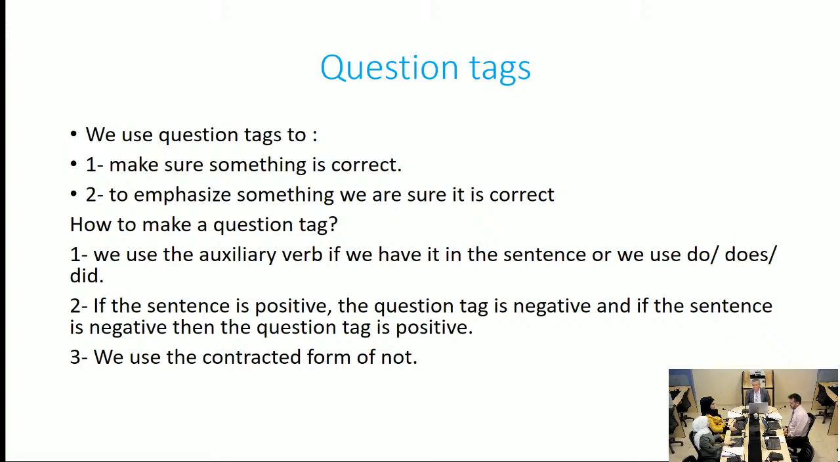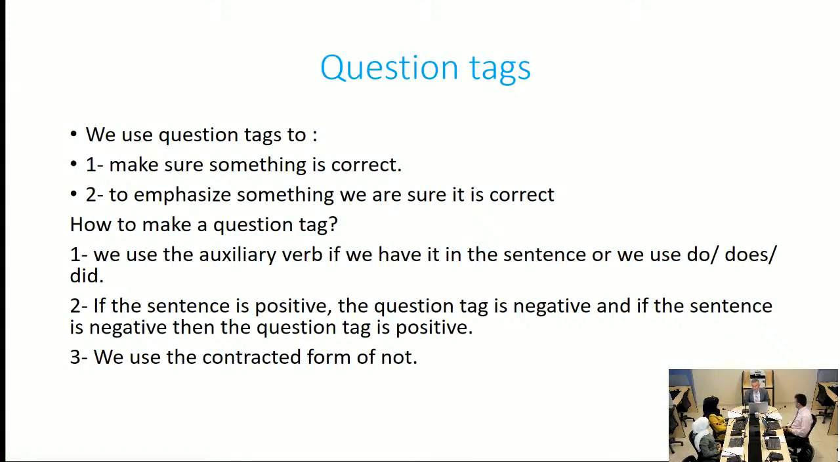How to make a question tag, as you mentioned, if we have it in the sentence or we use do. Next, examples. Actually, just one thing is mentioned here: the question tag must be contracted. For example, we cannot say "is it not?" We say "isn't it?" or "don't you?" We don't say "do you not?"